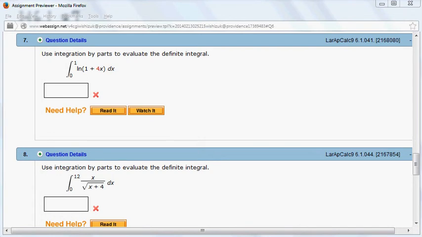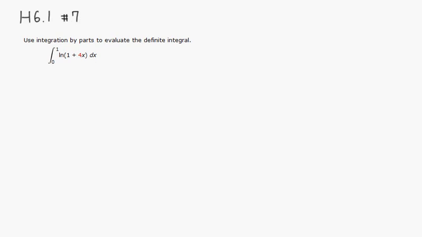Okay, let's look at homework 6.1, problem number 7. We're going to use integration by parts to evaluate this definite integral. Before we use integration by parts, I'm going to use a substitution. Since I want to use u for the integration by parts, I'm going to use a t substitution. You can use any letter you want, but I'll use t.